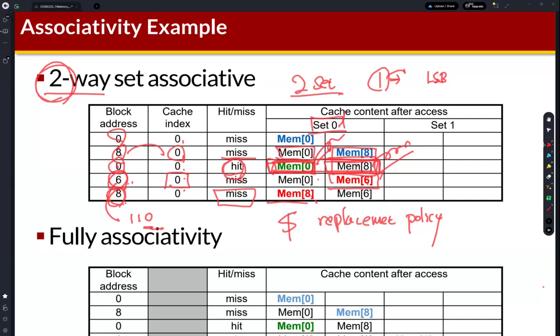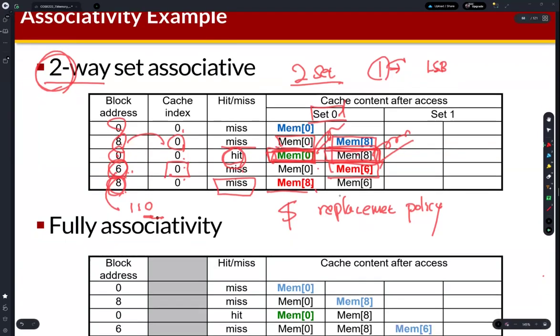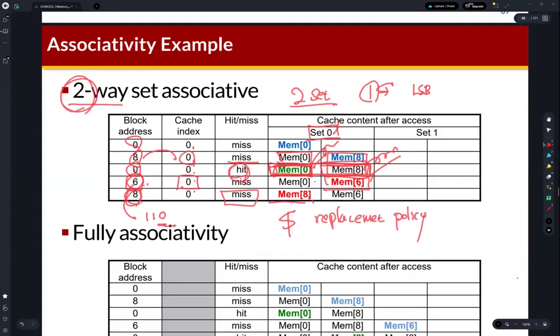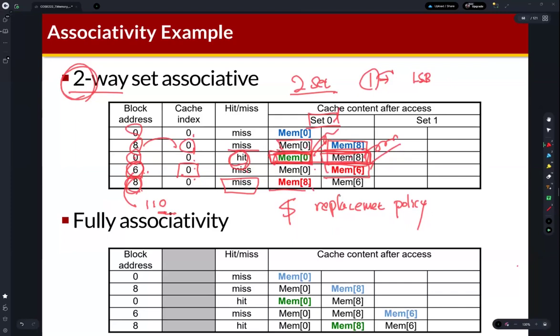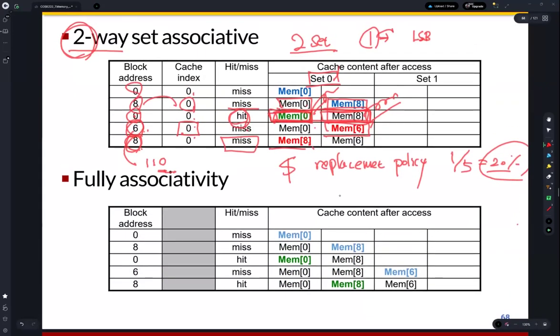Okay, so this example shows the access patterns and how the blocks are accessed in the two-way set associative cache. And what is the performance? What is the hit rate of this two-way set associative cache for this example block access sequence? It's 1/5, so it's 20%. Okay. So how about the fully associative cache?